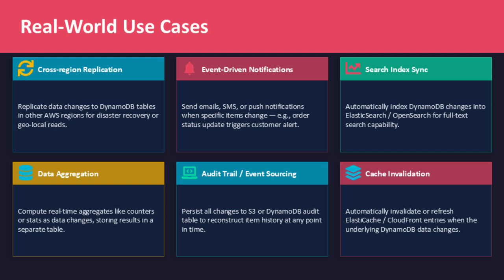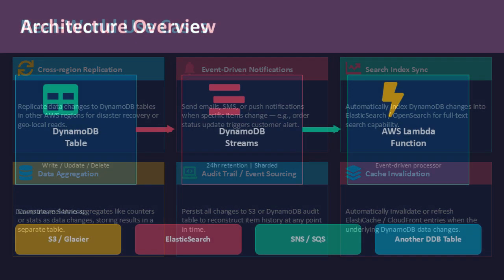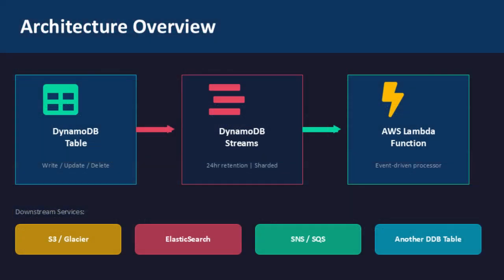When data changes in DynamoDB, a Lambda can automatically invalidate or refresh the relevant entries in ElastiCache or CloudFront. Let me show you the architecture so it clicks visually. On the left, we have your DynamoDB table where your application reads and writes data. Every write operation flows into DynamoDB Streams in the middle. The stream is sharded, meaning it can be processed in parallel for high throughput. Records live there for 24 hours.